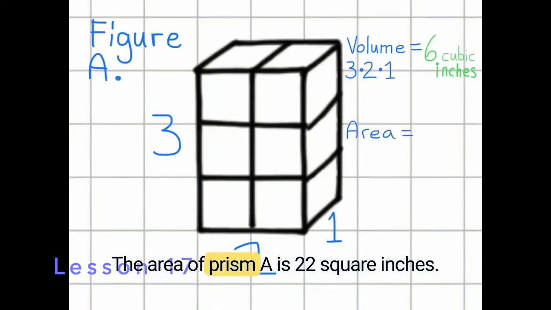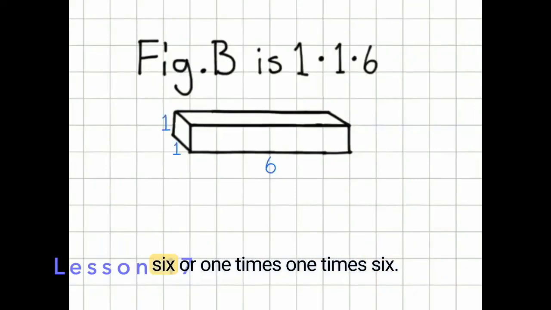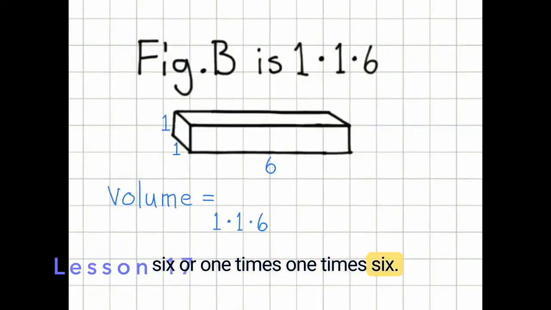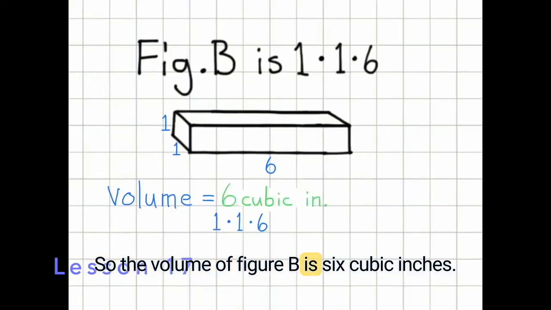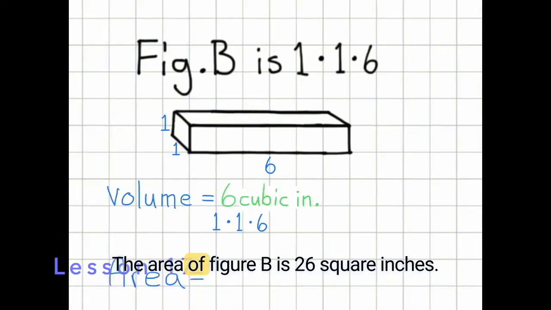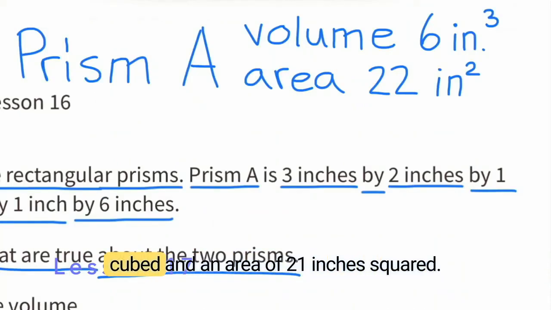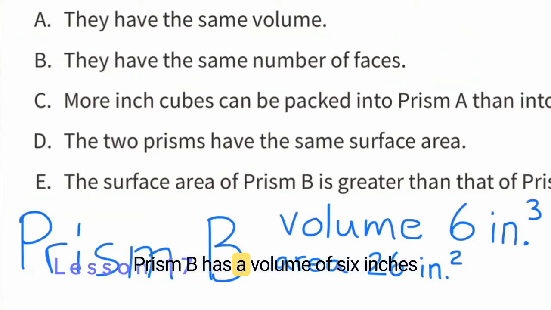The area of Prism A is 22 square inches. Figure B is 1 by 1 by 6, or 1 times 1 times 6. So the volume of figure B is 6 cubic inches. The area of figure B is 26 square inches. Prism A has a volume of 6 inches cubed and an area of 22 inches squared. Prism B has a volume of 6 inches cubed and an area of 26 inches squared.